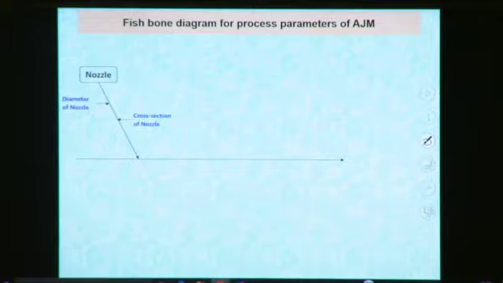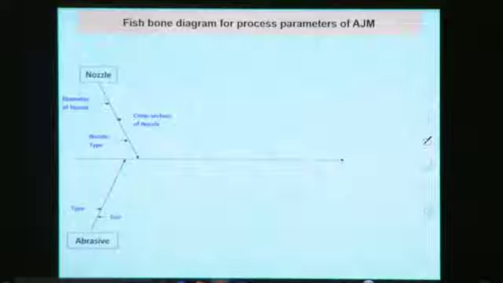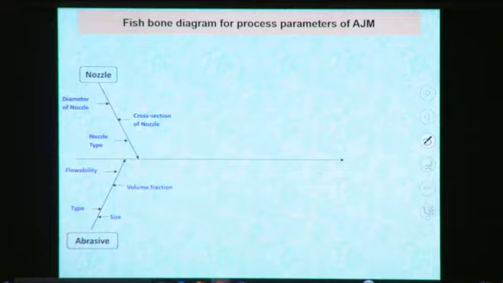So here the first one is the nozzle. If we consider the nozzle, the first thing is the nozzle diameter. Then what is the cross section of this nozzle? Is it circular cross section or rectangular cross section? And then nozzle type. Is this nozzle tungsten carbide or sapphire, what kind of nozzles are we using? Second one is the abrasive. So abrasive type, size and volume fraction, flowability. So these are the different parameters for abrasives.